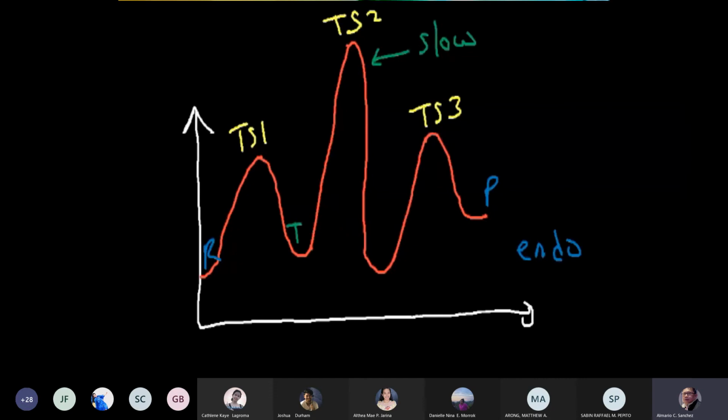Now intermediate 1 is higher than the reactants, so the first step is endothermic. Intermediate 2 is lower than intermediate 1, so the second step is exothermic. And the third step is endo because the products is higher than intermediate 2. And so that's how you can draw a potential energy diagram with 3 steps and the characteristics that we mentioned before. So that is it for this video.